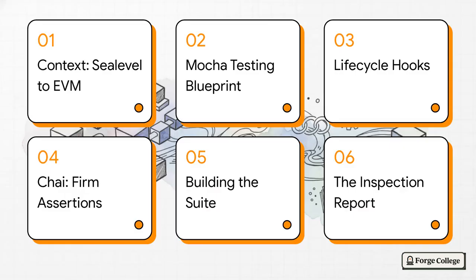Okay, so here's the master schematic for our time together today. 1. Context, C-level to Ethereum. 2. Mocha, your testing blueprint. 3. Lifecycle hooks, clean slates. 4. Chai, firm assertions. 5. Building the suite. And finally 6. The inspection report. Let's get moving.